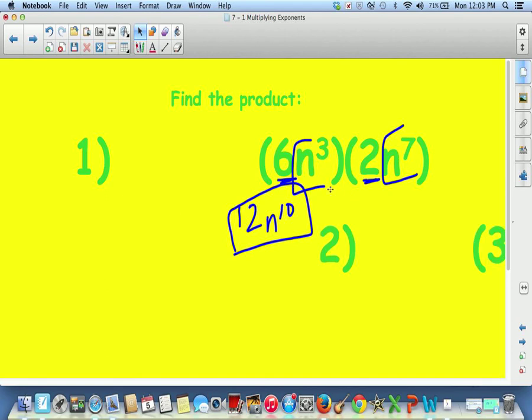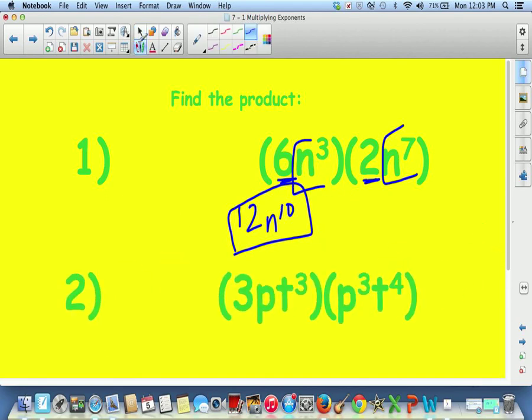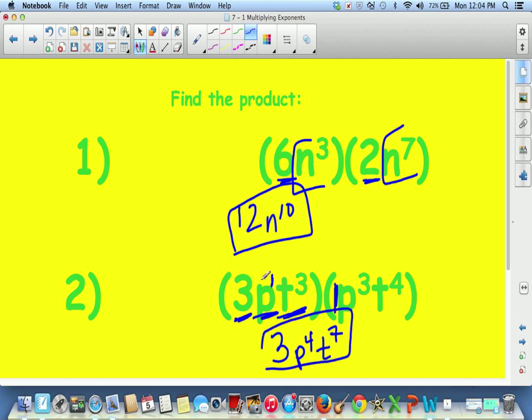And then our second example, again, we're going to combine those coefficients there. I'll give you a moment to write this down. So that's 3. 3 times 1 is 3. Now let's look at our p's. P to the 1st times p to the 3rd is p to the 4th. And our t's now. T to the 3rd times t to the 4th is t to the 7th. And that would be our final answer.